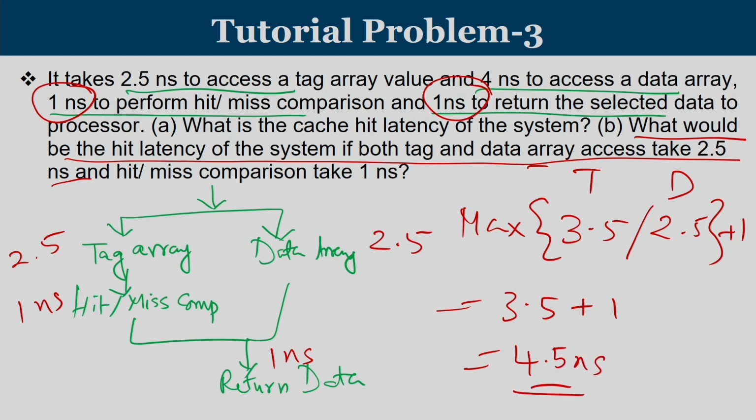So, we have to understand that accessing of the tag array and accessing of the data array happens in parallel, and whichever side is dominating, that is the maximum delay that is being encountered, plus, once these two branches merge together, we have the time for returning the data.